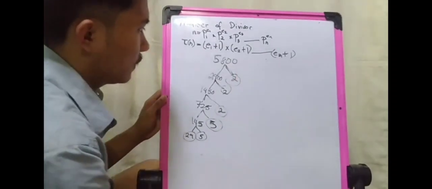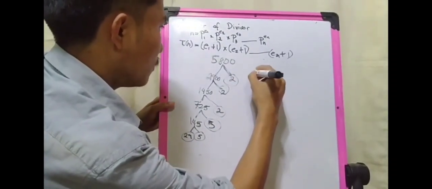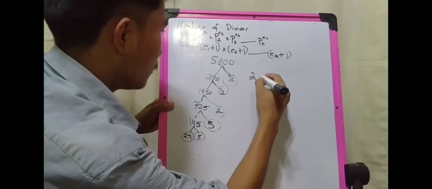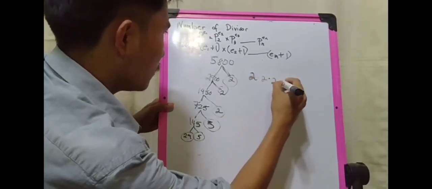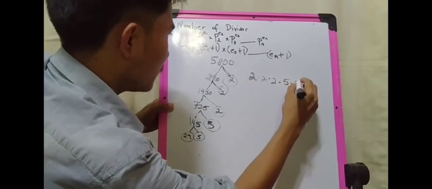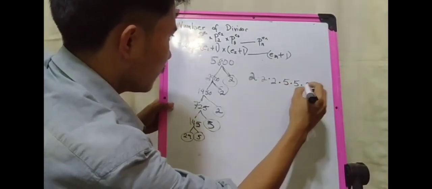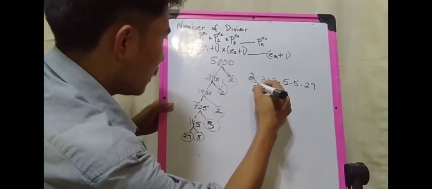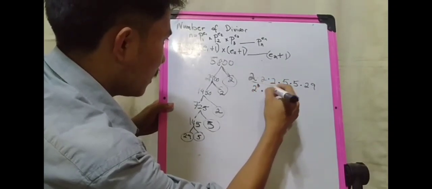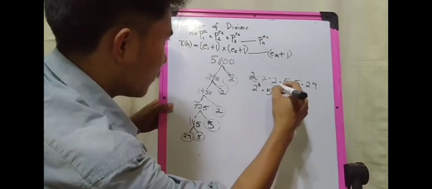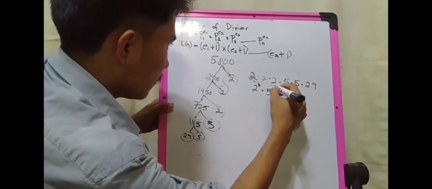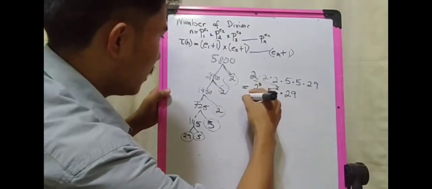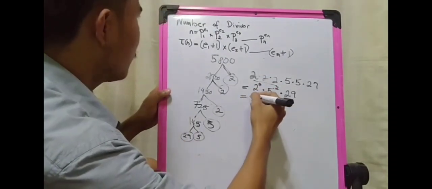could be written as 2 times 2 times 2 times 5 times 5 times 29, or 2 with the exponent of 3 times 5 with the exponent of 2 times 29.